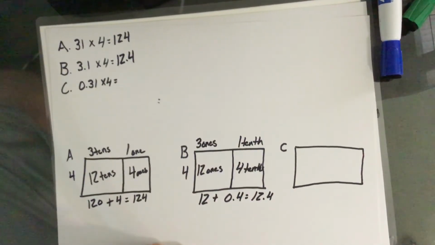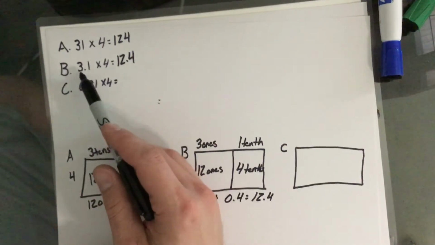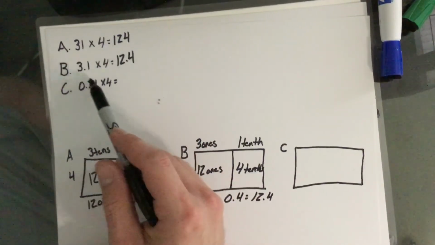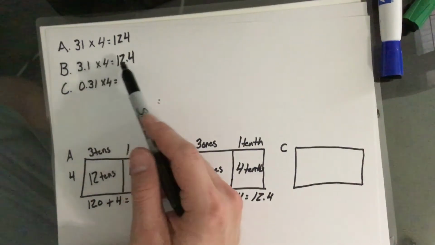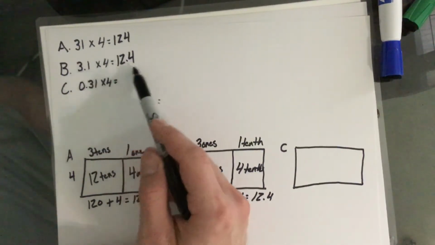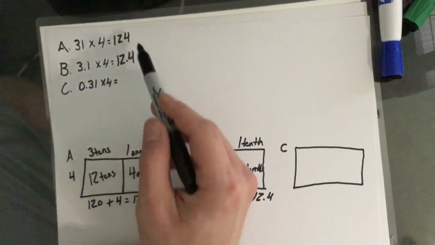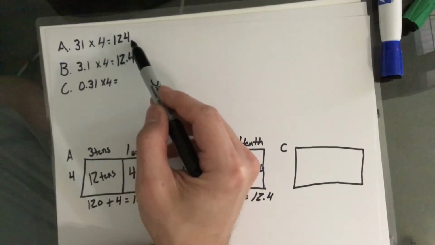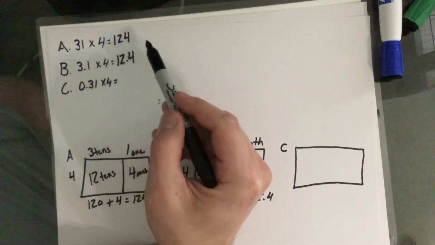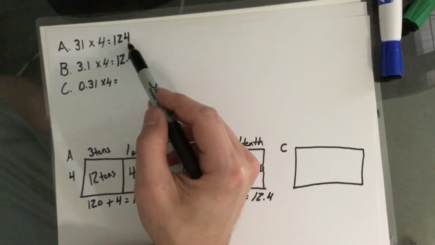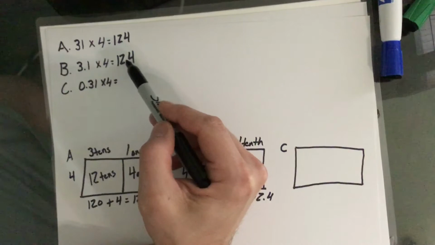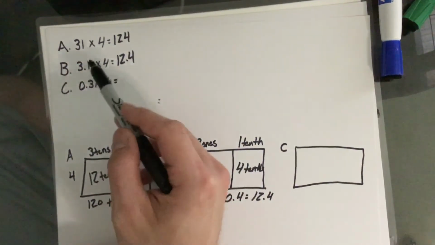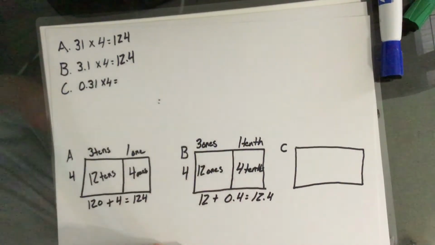So as we're working these out, notice how many decimal places I have in problem B. In problem B, this number has 1 decimal place, and notice what happened to the decimal placement in the product. So I know that 124, there's a decimal back here that we don't usually put. And then in 12.4, it looks like it moved up 1 to be in between the 2 and the 4. Notice B has 1 decimal place.